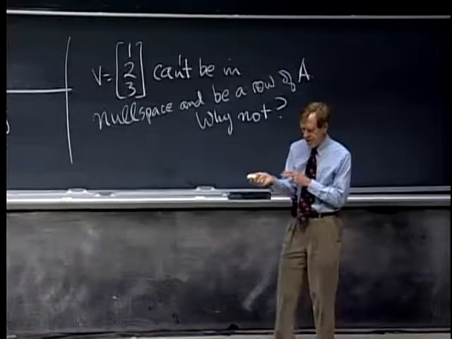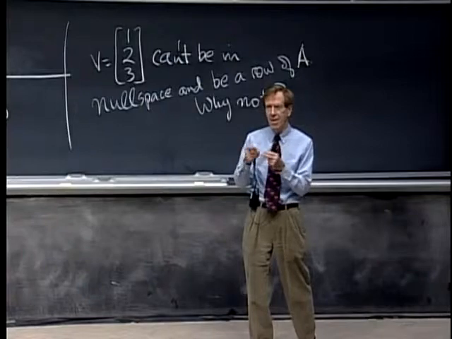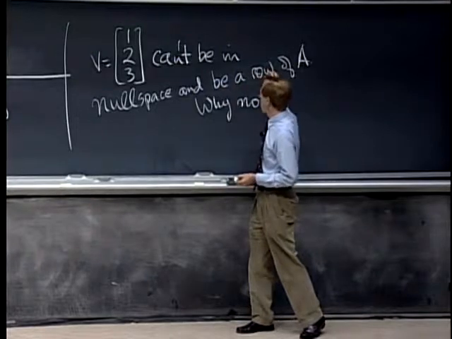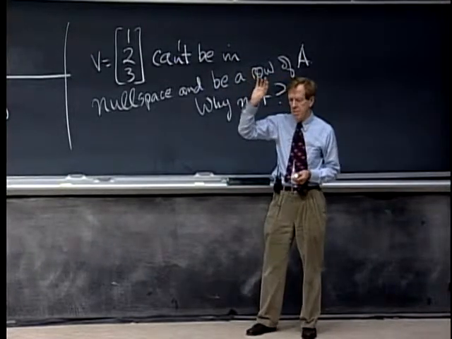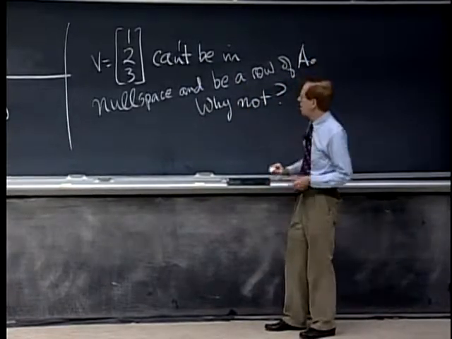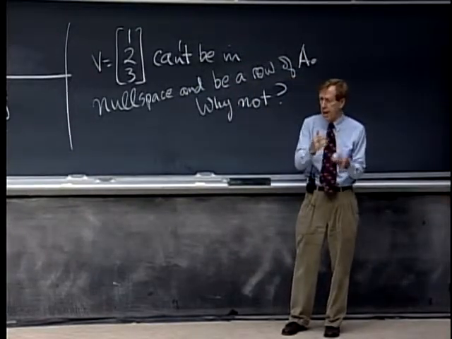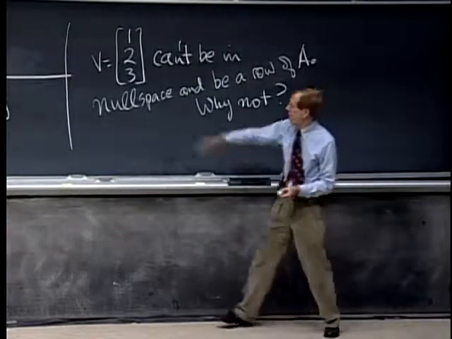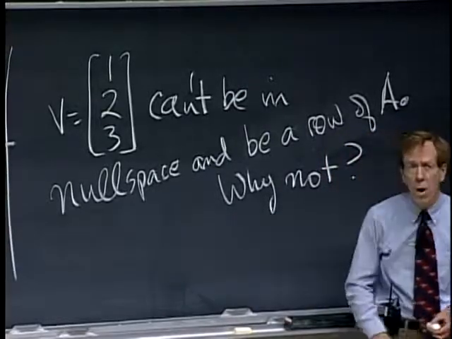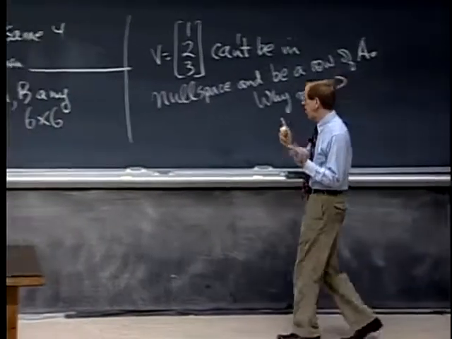So we know the dimensions of these spaces. But now I'm asking you about the overlap between them. The null space and the row space are both subspaces of the same n-dimensional space, and I'm basically saying they can't overlap. I can't have a typical vector that's in the null space and is also a row of the matrix. Why is that? So that's a new sort of idea. Let's just see what it would mean.